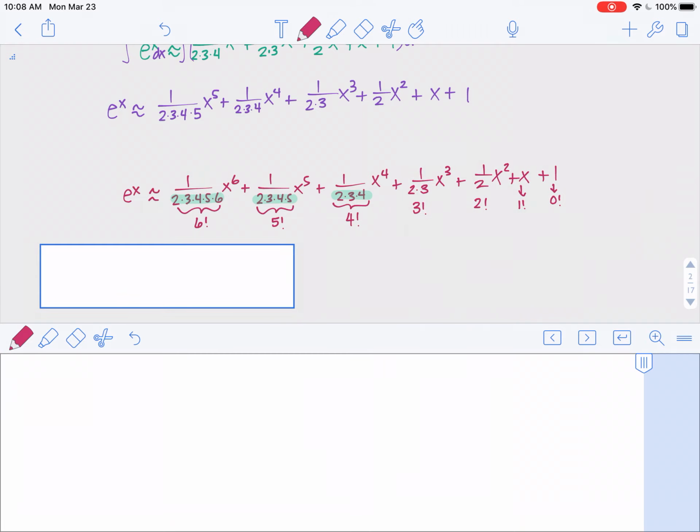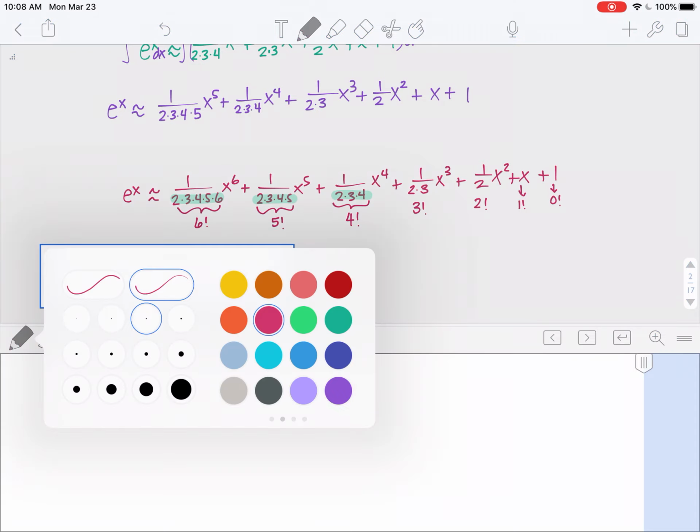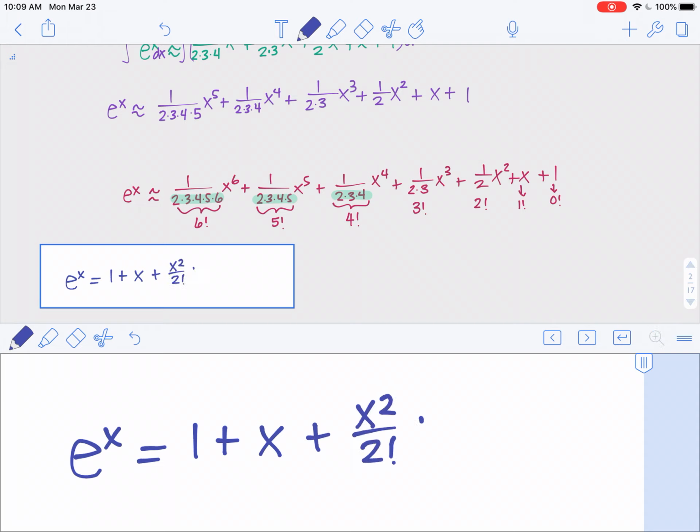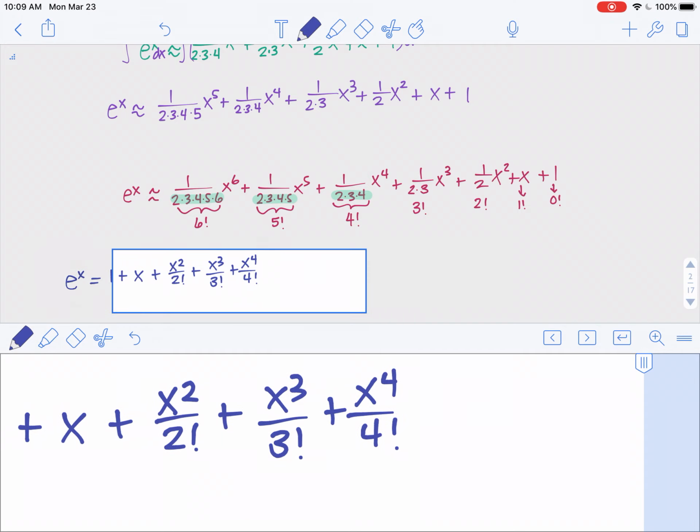So can I generalize? Well, it seems like I should be able to, right? My generalization would be e to the x. And I'm going to start flipping it around because we know 1 is always a part of this. 1 plus x plus x squared over 2 factorial, x cubed over 3 factorial, x to the 4th over 4 factorial. And how many times do you think we could integrate it? It feels like we could integrate it forever.